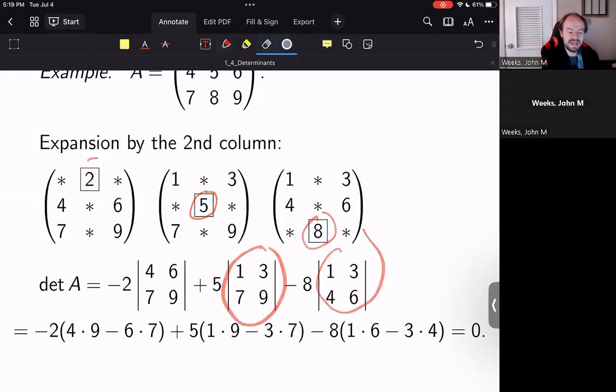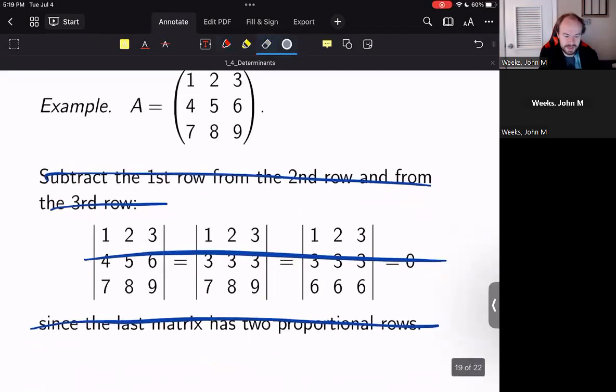And what do you know? I get the exact same determinant this way, the determinant of 0. So this is a way that we can go through and calculate things using expansion. This is an inductive way of determining determinants.